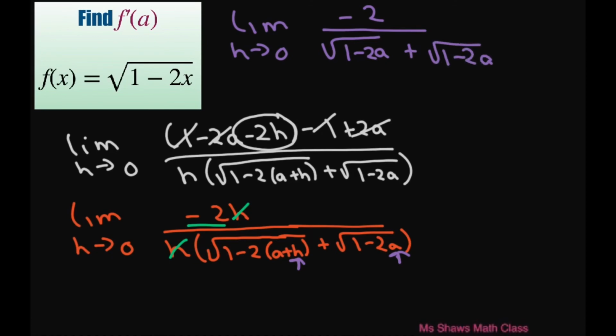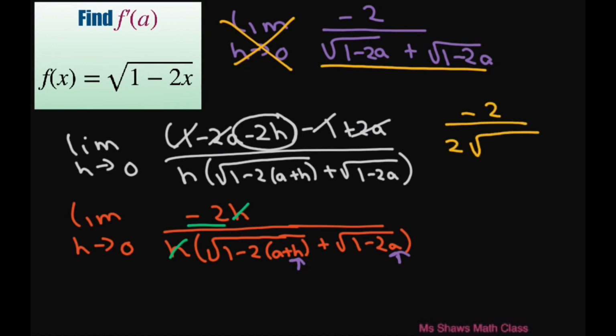All right, from there, we have 2 of these. So now we have negative, we applied the limit, so we don't have to use that. Negative 2 divided by 2 times the square root of 1 minus 2a, because there were 2 of these, 1 here, 1 here. All right, that's going to simplify to equal negative 1 divided by the square root of 1 minus 2a.